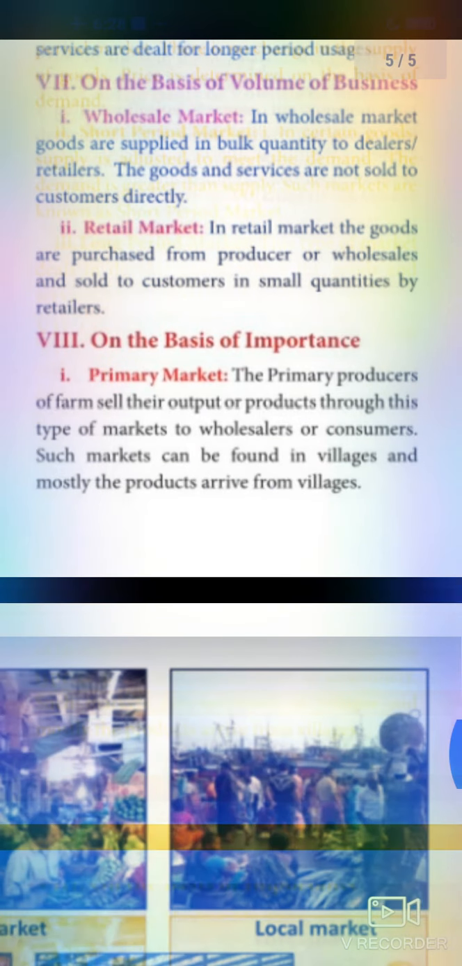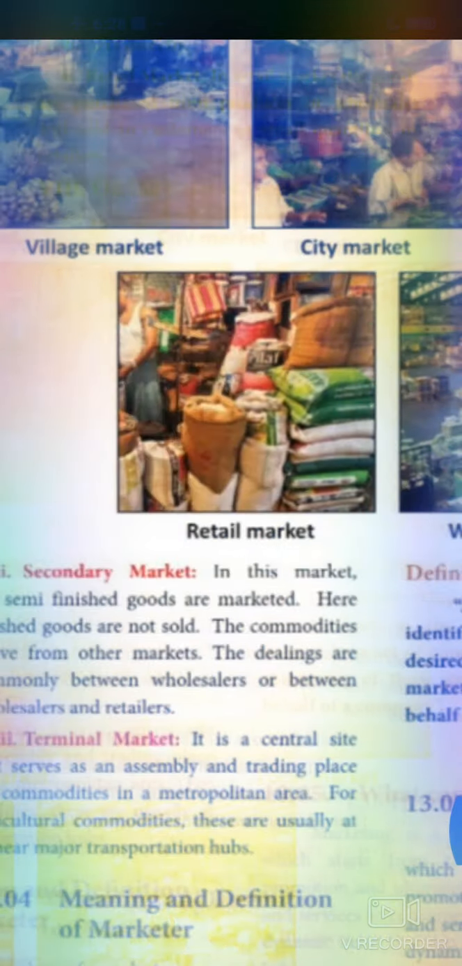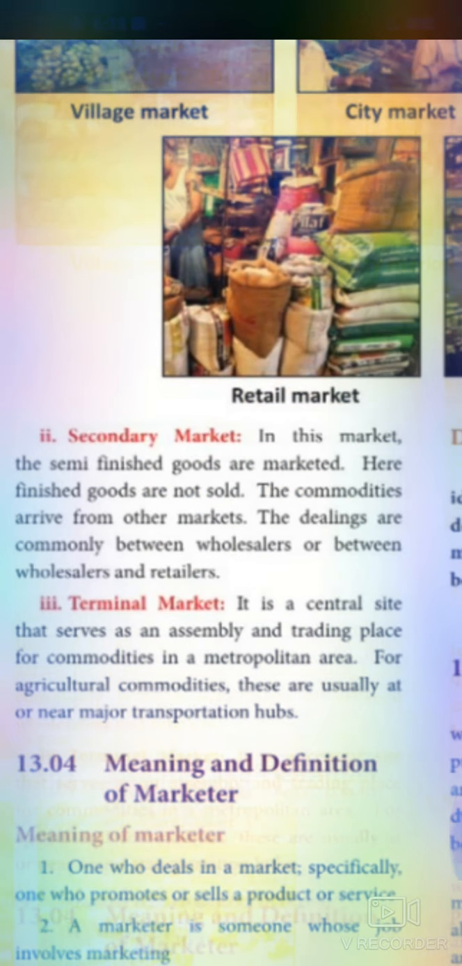Next one is on the basis of importance, it can be divided into primary market. Actually, in the primary markets, the primary producers sell their output or products through this type of market to the wholesalers and the consumers. Those who are the first producers deal with the wholesalers. So such markets can be found even in villages and mostly the products arrive from the villages only, we can say. Mostly we can see these on the village side.